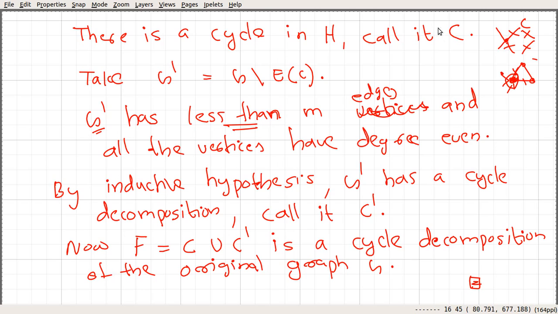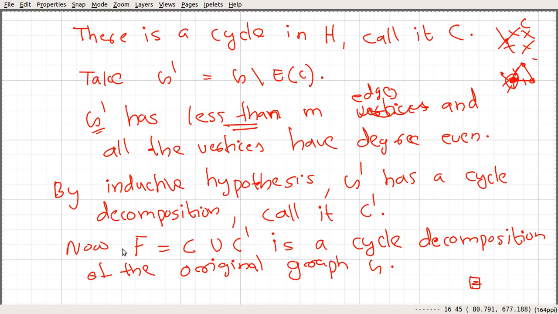We call that cycle C. Using this cycle C, we build a new graph G dash by taking away all the edges belonging to this cycle C. Now G dash has strictly less than m edges and all the vertices have even degree. If you take a cycle, we remove two edges at each vertex on it. We started with a vertex of even degree and removed multiples of 2, so the degree still remains even. So now we can invoke our induction hypothesis. By the induction hypothesis, this graph G dash has a cycle decomposition, let's call it C dash, which is a family of cycles.